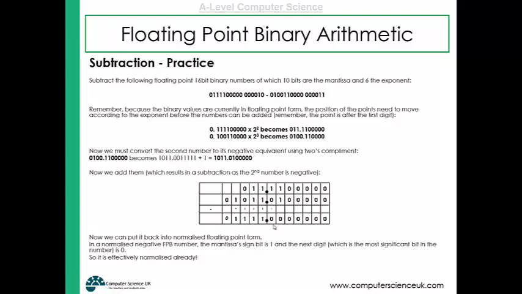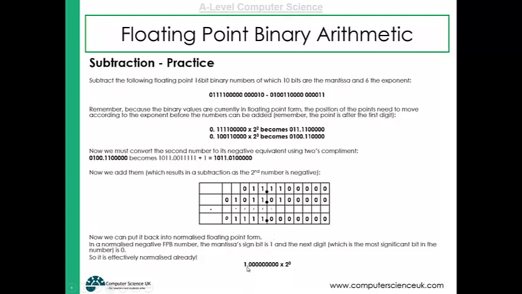Now remember, if you look up here, we are taking away a larger number from a smaller number. The answer is going to be negative. So this number is in 2's complement. Now if we want to make sure that it is represented in a normalized fashion, the decimal point has got to be just before the most significant bit. Now in 2's complement, if it's a negative number, the most significant bit is this 0. So it's effectively already normalized.